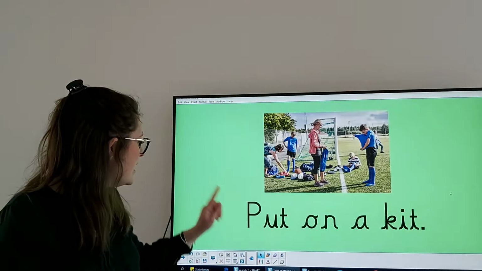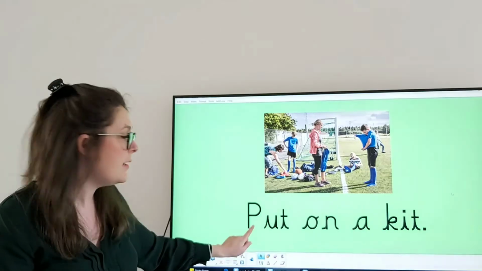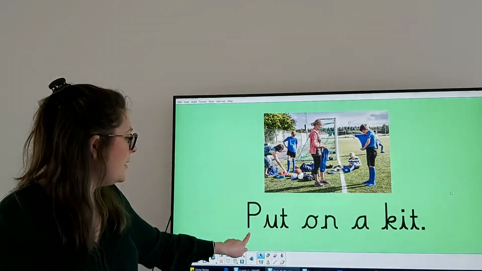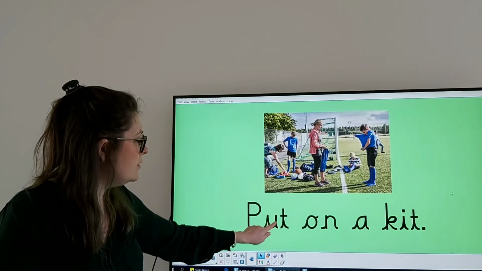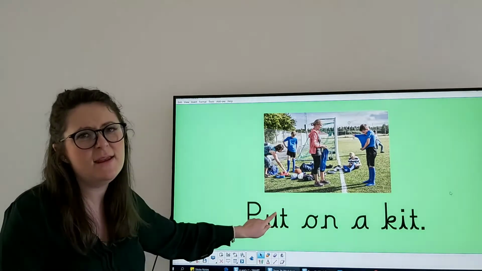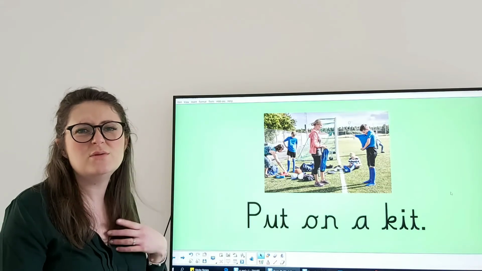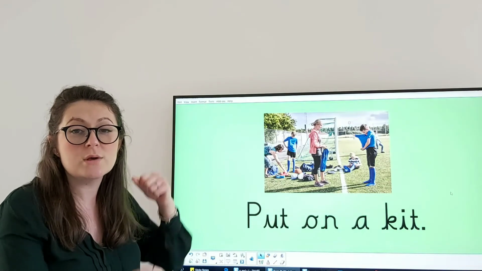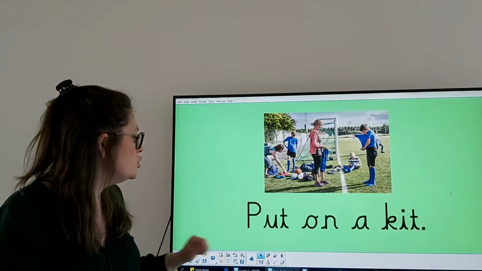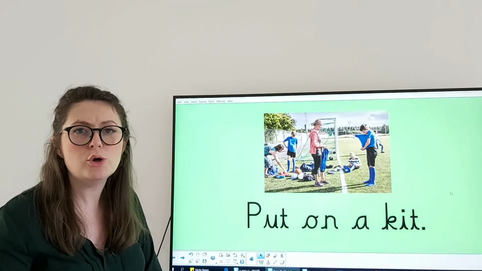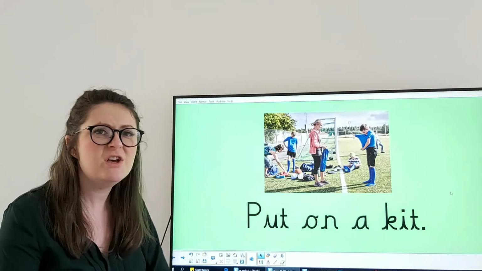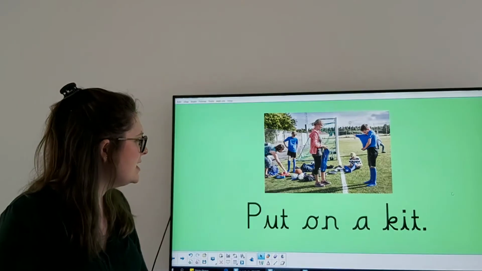Keep that in your mind and then let's start sounding out this sentence. Are you ready? Okay, so together, sound it out with me. P, o, t. Now we haven't looked at this sound yet, but I put it in there anyway because it's a word that you'll get used to reading quite a lot. It's the o sound and we'll be learning it really soon. So, p, o, t, put, put. That's our first word done. Let's move on to the next word.